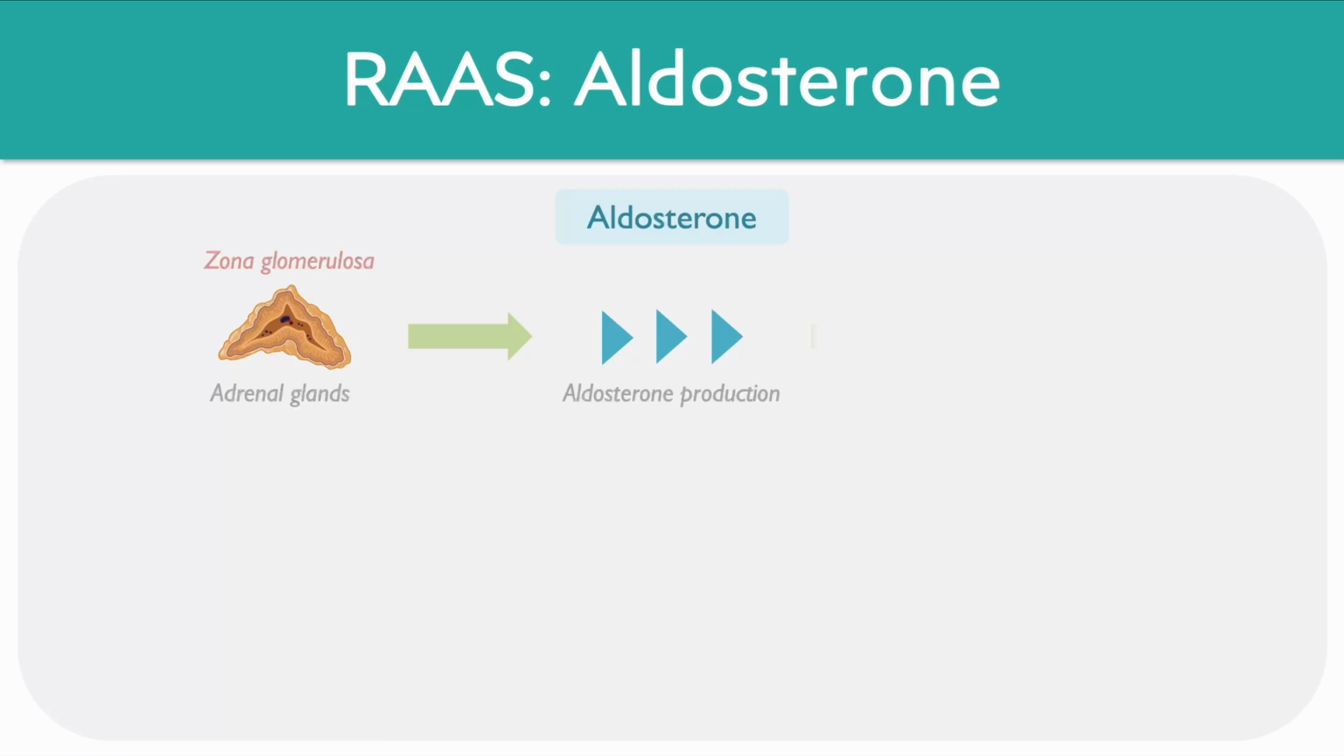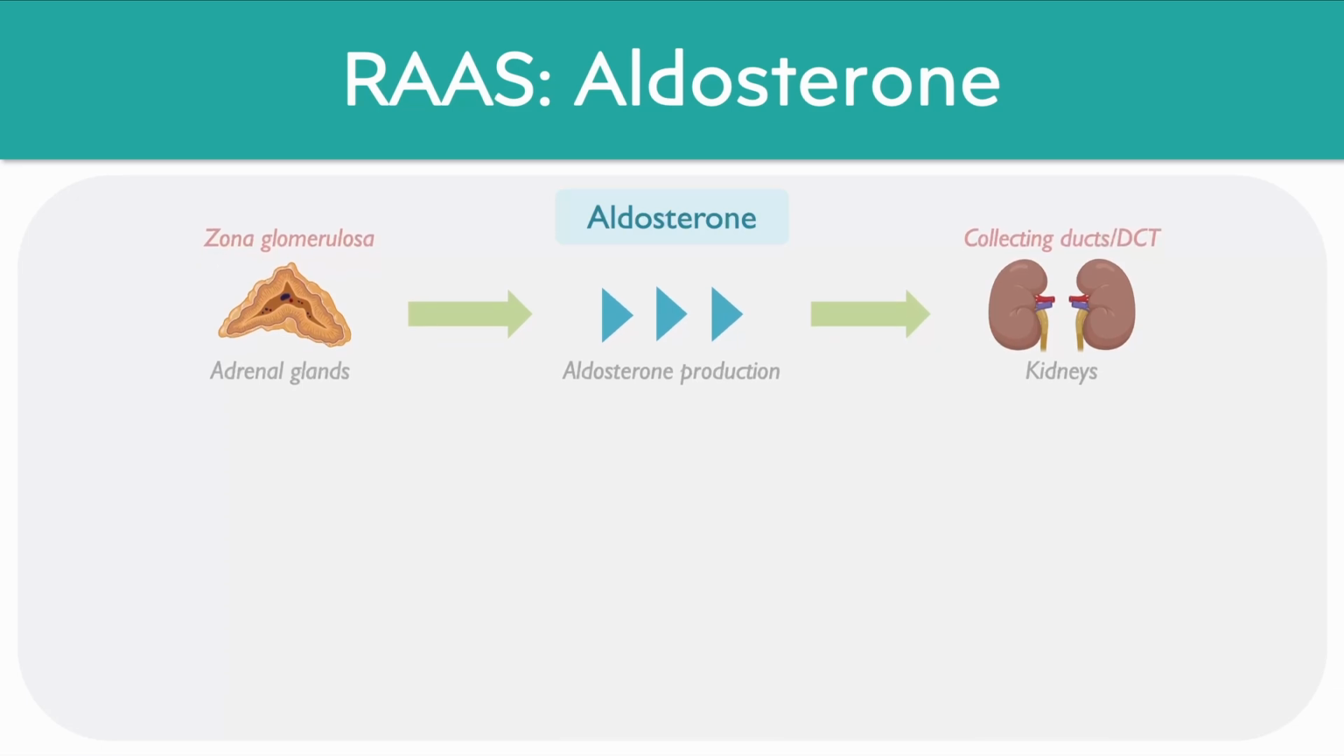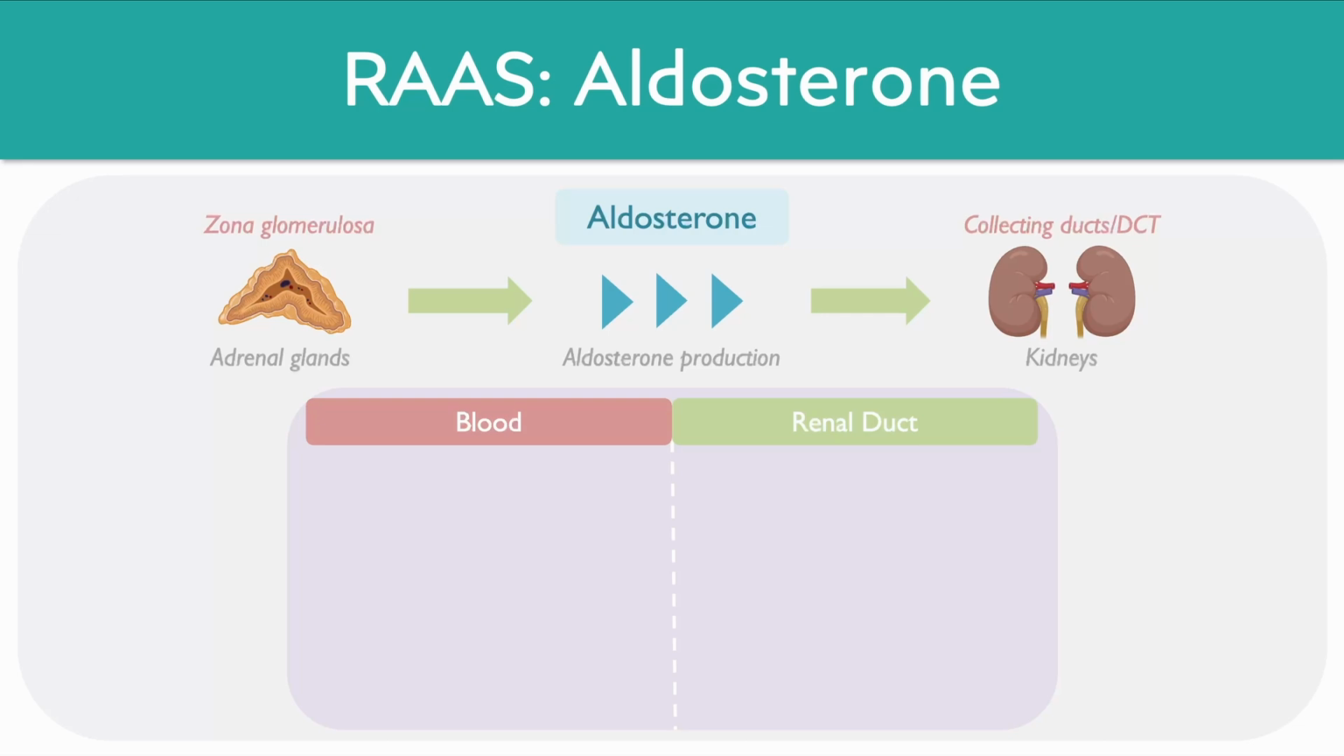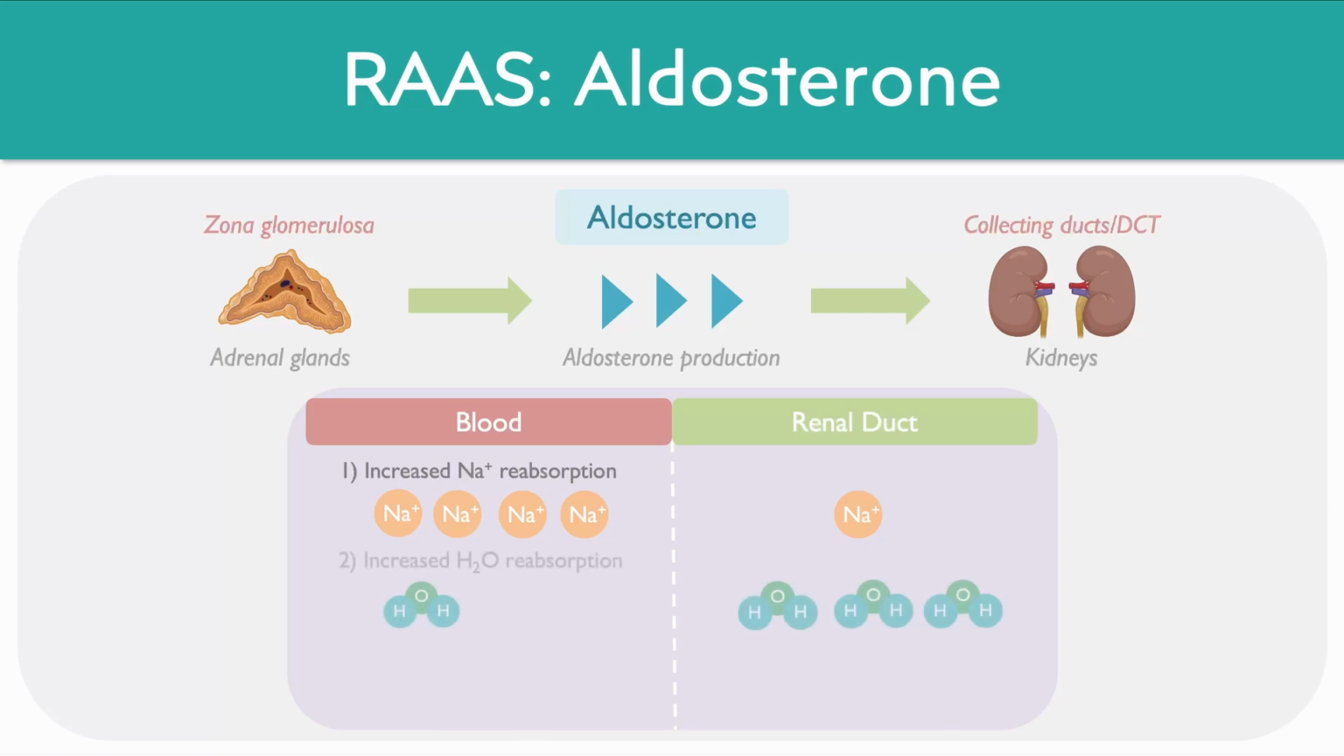Aldosterone then acts on different cells of the kidneys, such as the distal convoluted tubule cells and the collecting ducts, to exhibit its effects. The main way that aldosterone acts is by influencing the reabsorption and excretion of particular molecules and electrolytes. For example, aldosterone increases the reabsorption of sodium from the renal ducts into the blood. As the sodium ions move across, they also drag water molecules with them due to the effects of osmosis.